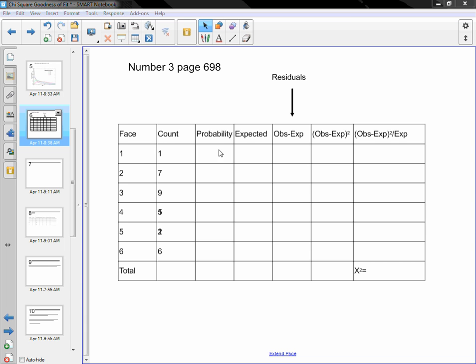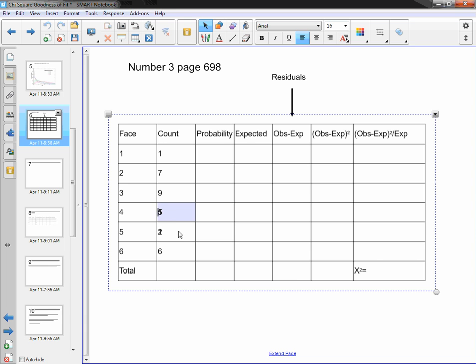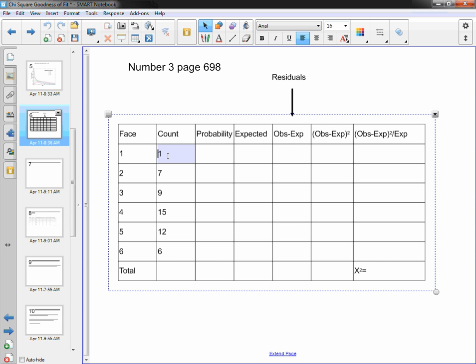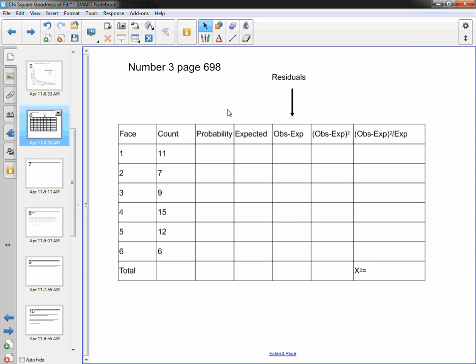And I see now I need to get these two to separate. Okay. And for number 1, I forgot a 1 here. That's supposed to be 11. Oh, maybe it was already there. It was covered up like the other ones were. All right, so there's the face, the counts.